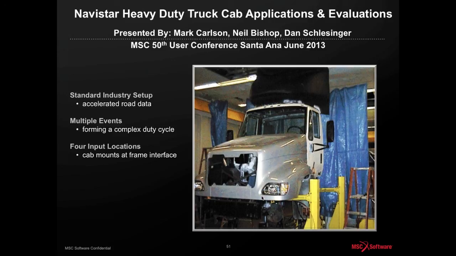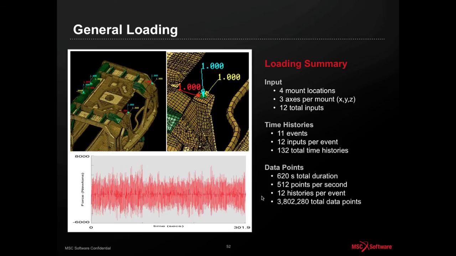So just a little bit of background. This particular example has, I think, 4 mount locations with 3 loads per mount. So 12 inputs, 12 simultaneous inputs. Those would together create events. And then there were 11 events. And so in total, 132 time histories were required. And altogether, they created 36.8 million data points that had to be applied to this model in terms of loading.